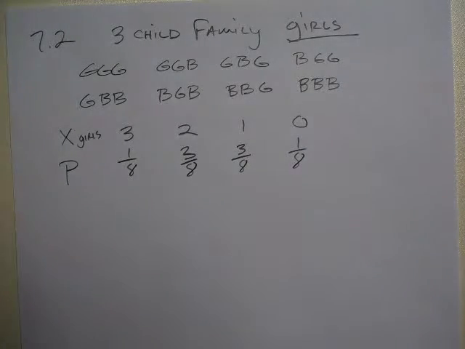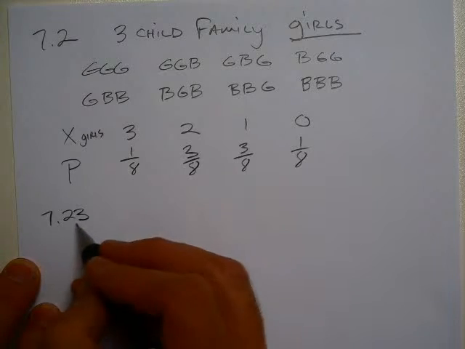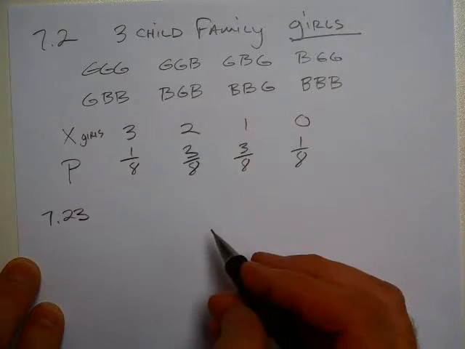Now that leads us to the next problem, which is 7.23. It is on the page with all the other problems. 3 children. So this is the problem we want to work with, but using this information.